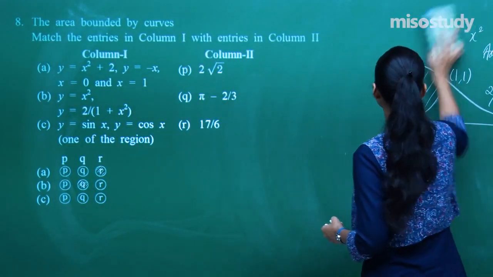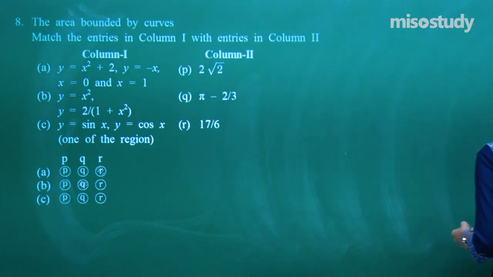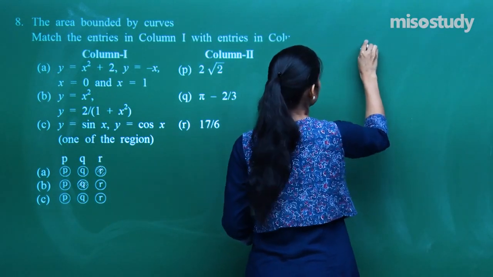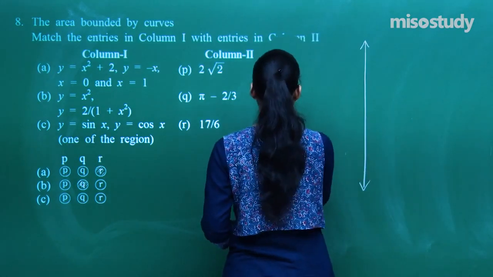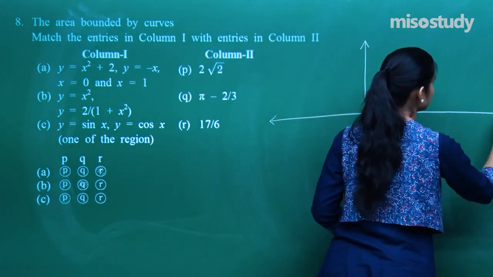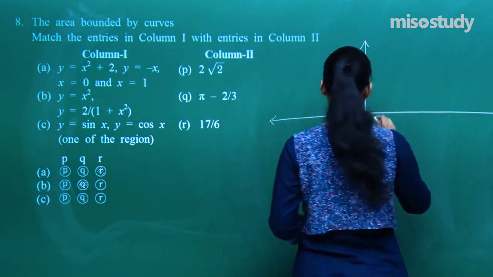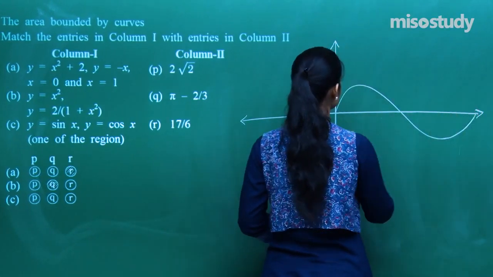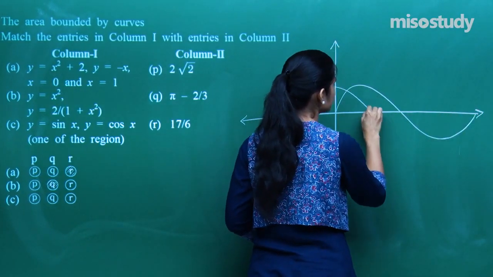And lastly, we have this third area. What is that? Let's see. It is talking about sin x and cos x. Graph of sin x and cos x simultaneously plotting is required in here. What is this trying to say? It is saying plot sin x. Just one cycle is enough. Then you have cos x.